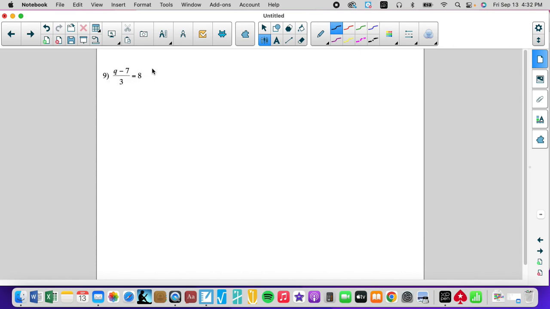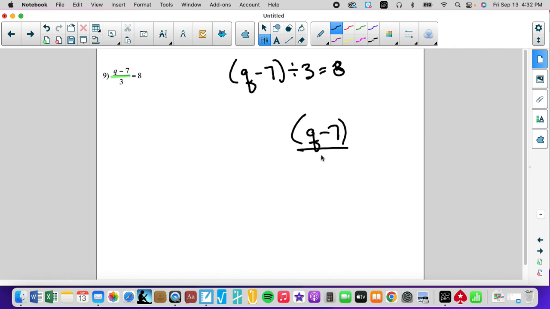But this is a vinculum. And a vinculum is very, very special. It's like a grouping symbol. And so we need to understand that this statement really says q minus 7 divided by 3 equals 8. We can look at it as parentheses q minus 7 over 3 equals 8. That's probably the best rendition or looking of it.